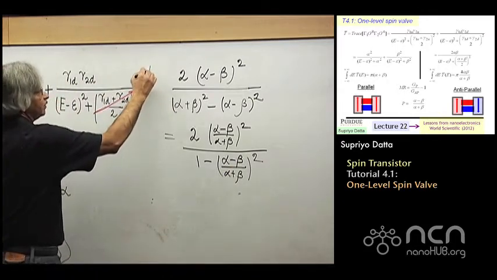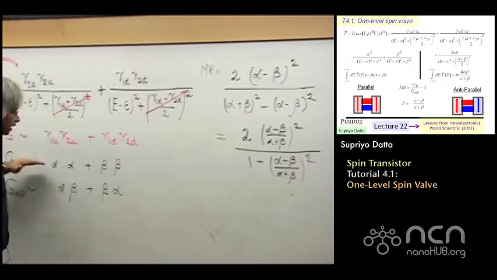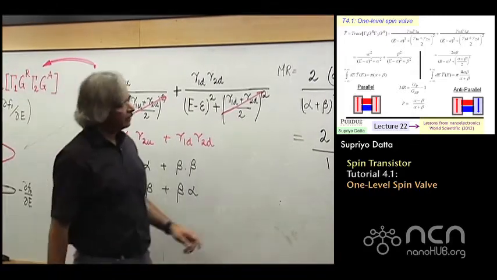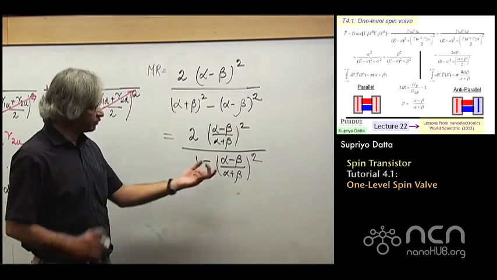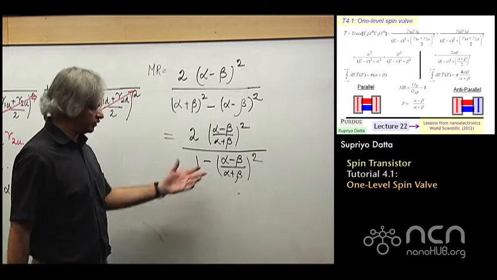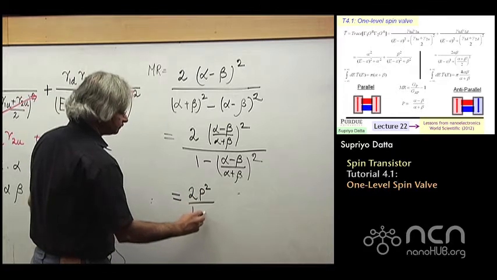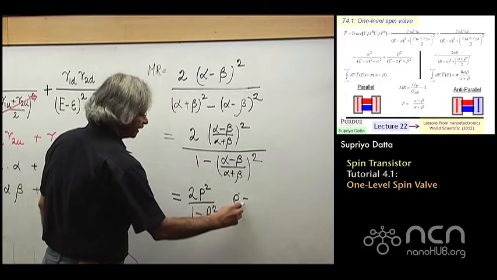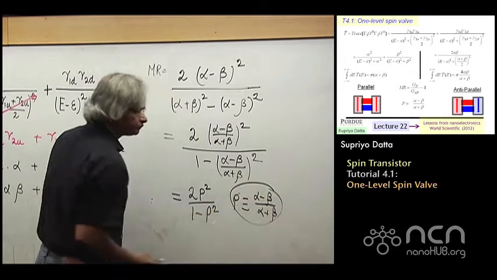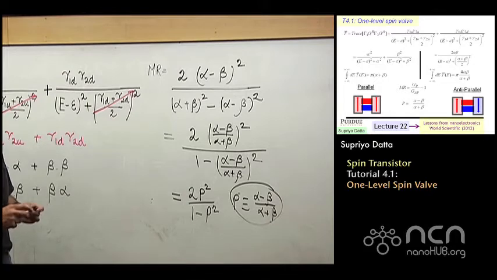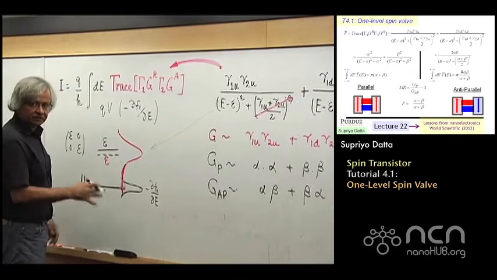So this is the magnetoresistance. This is the ratio of parallel to anti-parallel conductance minus 1. And usually what you define as the polarization of the magnet is the difference between alpha and beta. That tells you how effective it is. And so this gives you 2P squared over 1 minus P squared, where P is defined as alpha minus beta over alpha plus beta. And this is the standard expression you'd usually see for tunneling type of conductors, these MTJs.